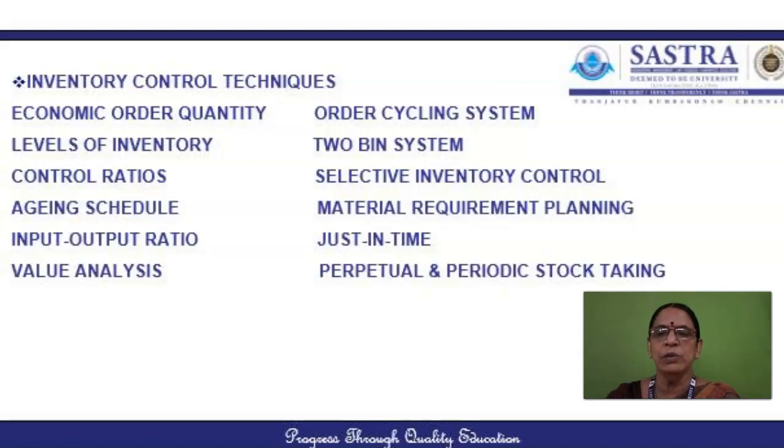Average stock level can also be calculated with this formula: minimum stock level plus half of reordering quantity. For A, 200 plus half of 300 comes to 350. For B, 150 plus half of 500 comes to 400 units.